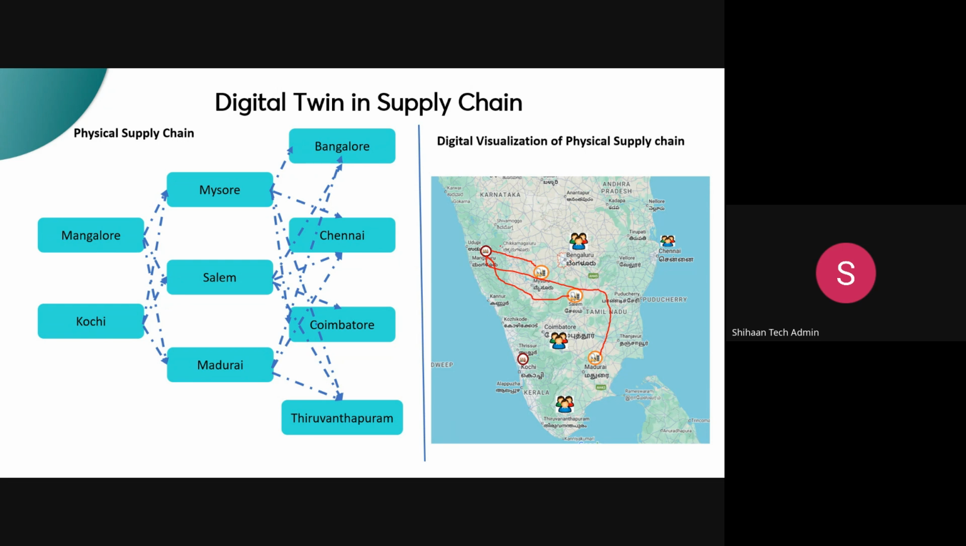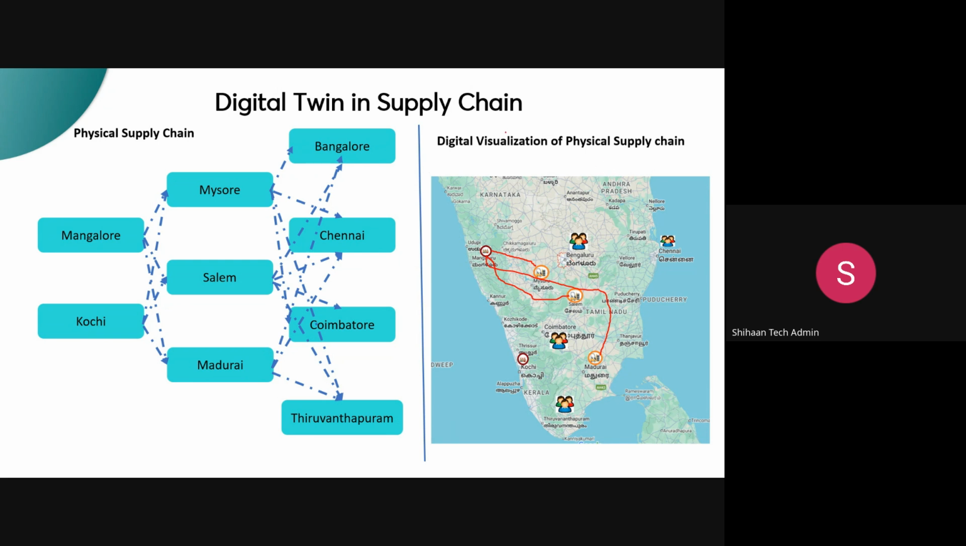So when you're seeing that your manufacturing units are in two places, Mangalore and Kochi, you will obviously have some kind of visual connection that, okay, my product is flowing from this factory to this channel, and then to this customer. So it is giving you a visual system where you can understand how the movement is happening.